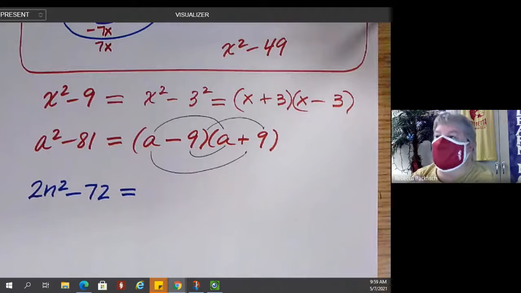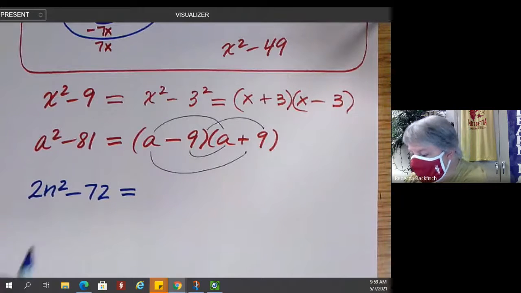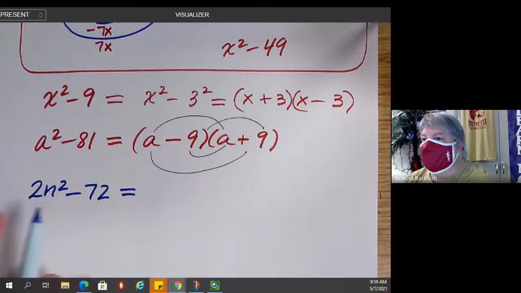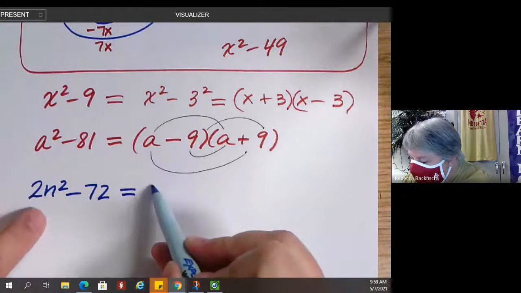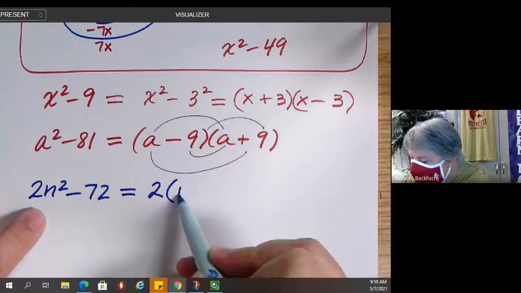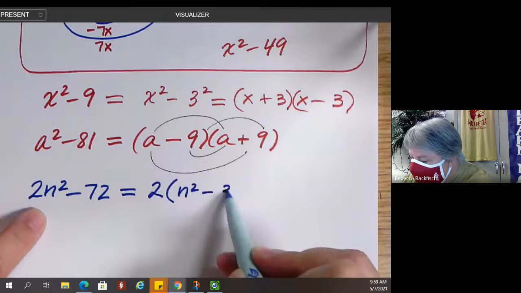A greatest common factor. Always look for a greatest common factor no matter what else you're going to do to factor. And this one has a greatest common factor. If you have two even numbers, you know you've got a greatest common factor of 2, if nothing else. So 2 comes out of both of those, which leaves me n squared minus 36.